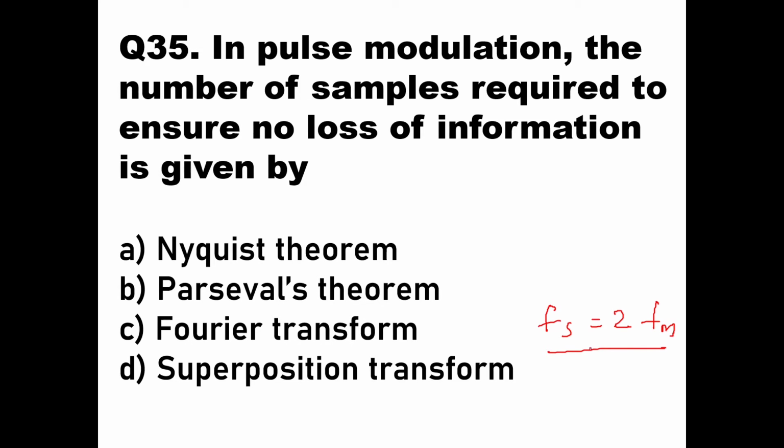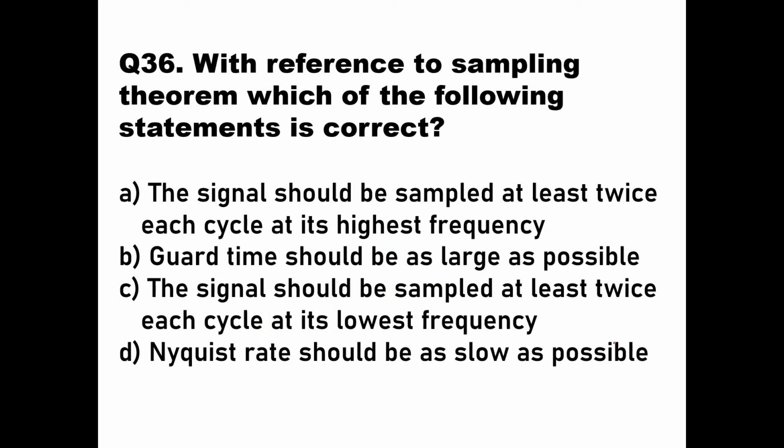So in pulse modulation, the number of samples required to ensure no loss of information is given by the Nyquist theorem, where the Nyquist theorem says that the sampling frequency Fs should be at least equal to twice the highest modulating frequency, so that from these samples you can reconstruct the original signal back at the receiver. Okay, so this is your option A, Nyquist theorem. Then we'll go to the next question, question number 36.